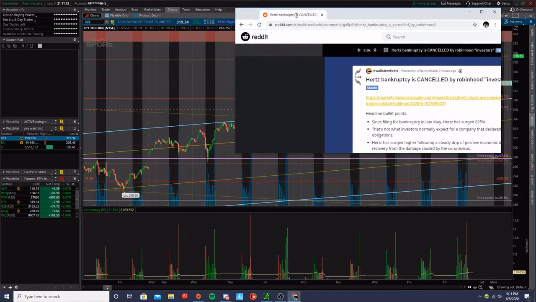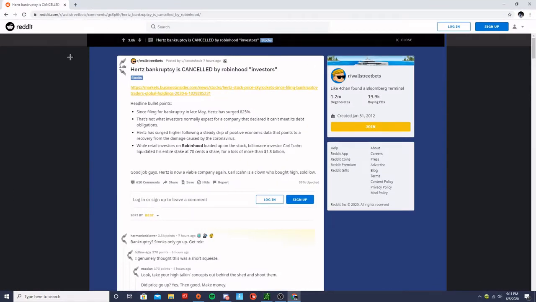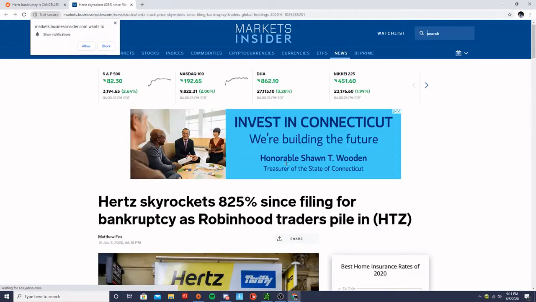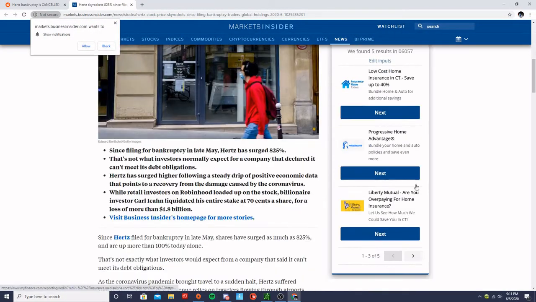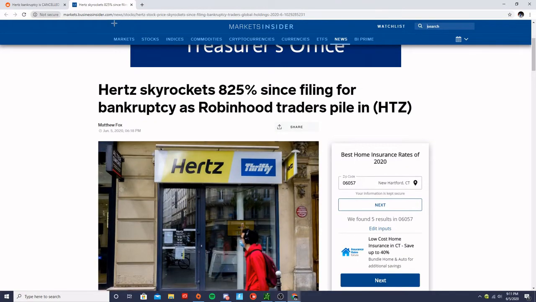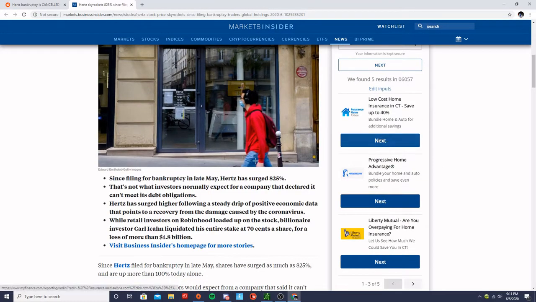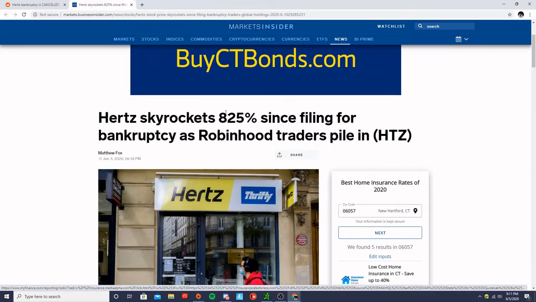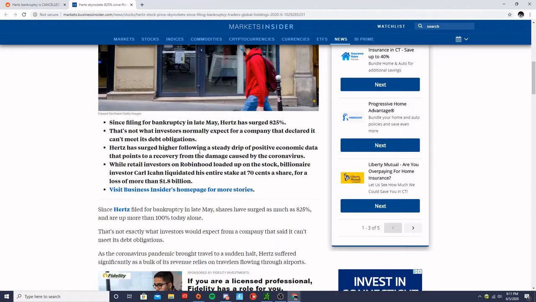I wanted to pull up this quick chart. It doesn't really have much to do with SPY, but I just wanted to share something interesting about how retail has been buying up the dips, specifically Robinhood investors, and you can see how since Hertz went bankrupt, they skyrocketed 825%. This usually never happens. That's not what investors normally expect for a company that declared it can't meet its debt obligations.